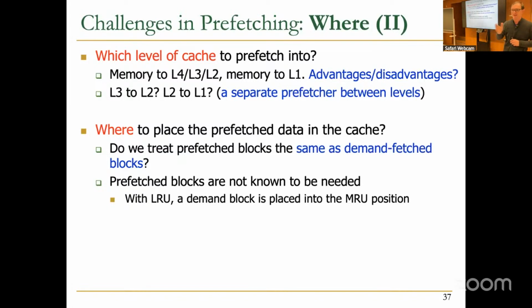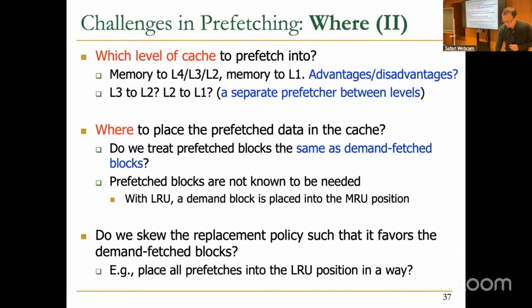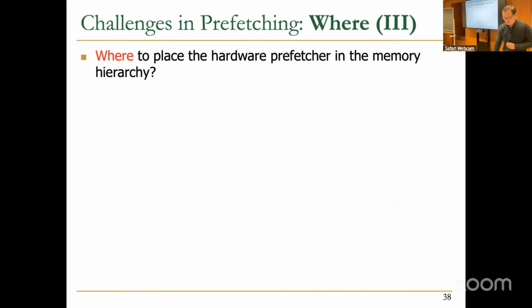They put it somewhere else in between. Okay, so you can actually skew the replacement policy such that it favors the demand fetch blocks in some way. Okay. Then there's another aspect of where do you place the hardware prefetcher in the memory hierarchy, right?